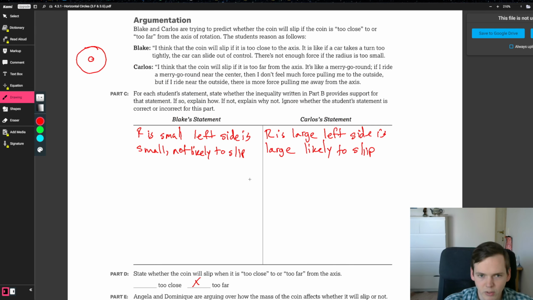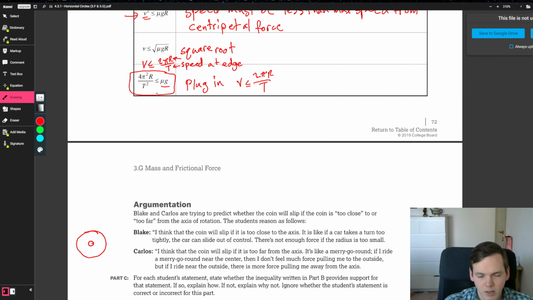Does it matter? If we look at our equation up here, there's no mass in there, so the mass of the coin doesn't matter, just the coefficient of friction. So if you made the coin out of something different, it might slip because it's a different material and the coefficient of friction might be different. But if it's the same stuff, then that doesn't matter. So that covers both of these.